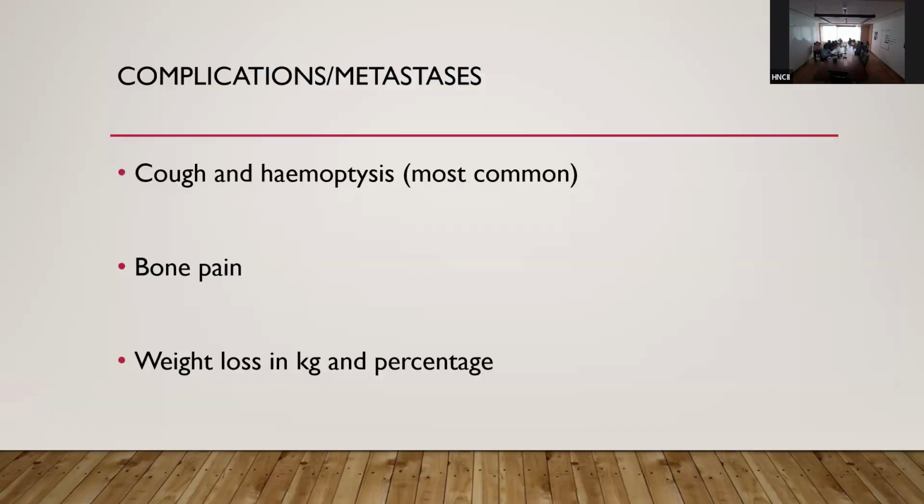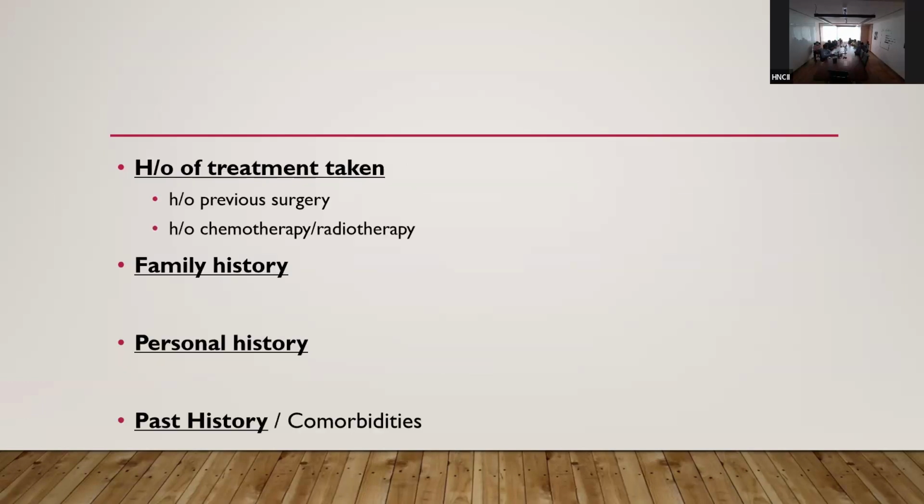Then we take the history of complications and metastasis. The most common are cough and hemoptysis because of lung metastasis. You have bone pains and weight loss. Weight loss should be documented both as a percentage of overall body weight loss and in kg.